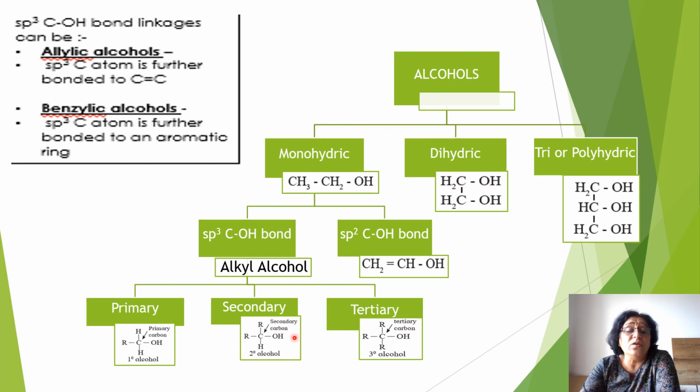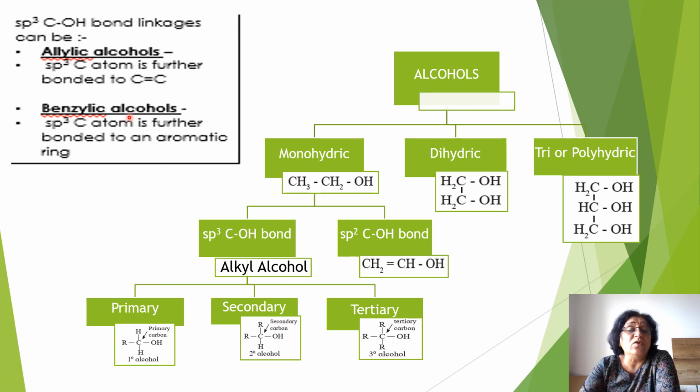Then a secondary alcohol is the alcohol in which OH is attached to a secondary carbon, a carbon to which two alkyl chains are attached. And tertiary alcohols are the alcohols in which the carbon containing OH is attached to three alkyl chains. So it is a 3-degree alcohol. Then another type of sp3 C-OH linkage is allylic alcohol, where the sp3 carbon is further attached to the allylic carbon or carbon double bond carbon. This is also further classified into primary, secondary and tertiary allylic alcohols.